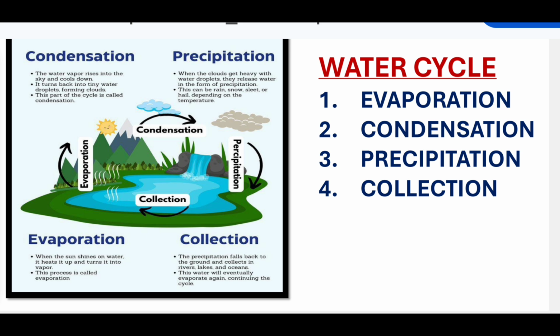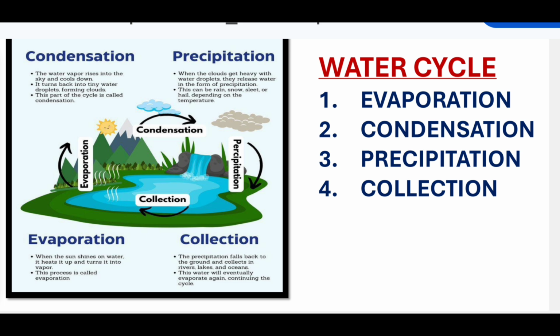Now let's go to the third step. The third step is nothing but precipitation. What happens in precipitation? When the clouds get heavy with water droplets, they release water in the form of precipitation. This precipitation can be in the form of rain, snow, sleet or hail depending on the temperature. Now all that precipitation, what happens to it? It again comes back to the earth.